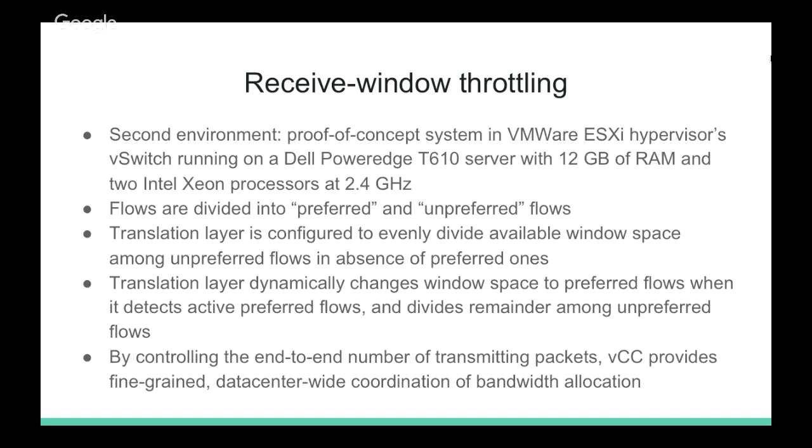The second environment that we'll be talking about was a proof of concept system in VMware ESXi hypervisor's vSwitch running on a Dell PowerEdge T610 server with 12 gigabytes of RAM and 2 Intel Xeon processors at 2.4 gigahertz. The connection flows were divided into preferred and unpreferred flows. The translation layer is configured to evenly divide available window space among unpreferred flows in the absence of preferred ones. It dynamically changes window space to preferred flows when it detects active preferred flows and divides the remainder of the space among the unpreferred ones. This ensures the maximum efficiency for the data that's being sent through. By controlling the end-to-end number of transmitting packets, virtual congestion control provides fine-grained data center-wide coordination of bandwidth allocation.